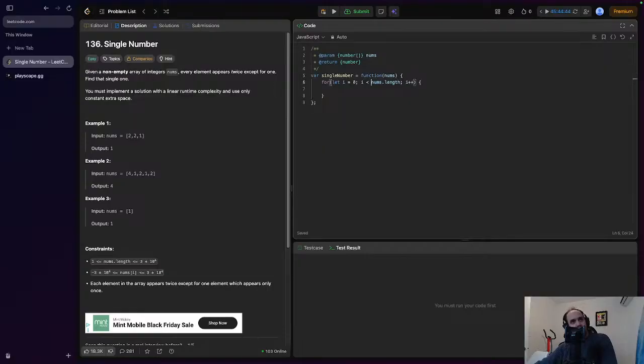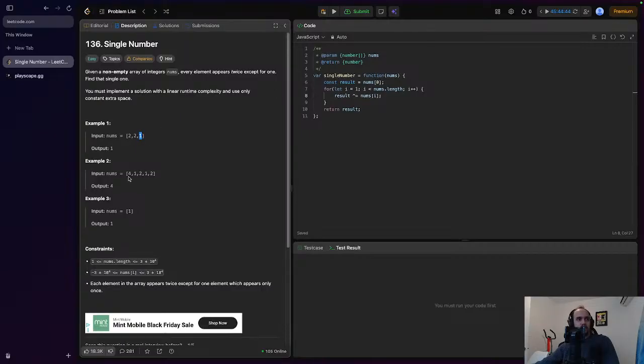So like return result, const result equals nums sub 0. i is 1, result exclusive OR equals nums sub i. Okay, so it's using this property that a 2 and a 2 will negate each other and make it 0, but once you combine it with 1, you'll be left with 1. The 1 and the 1 would negate each other, the 2 and the 2 would negate each other, you'd just be left with 4. Good call.